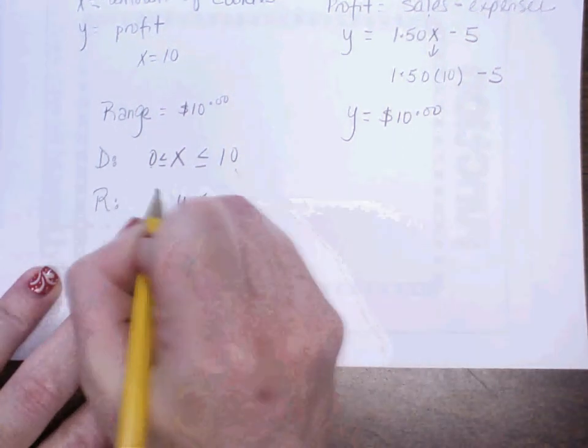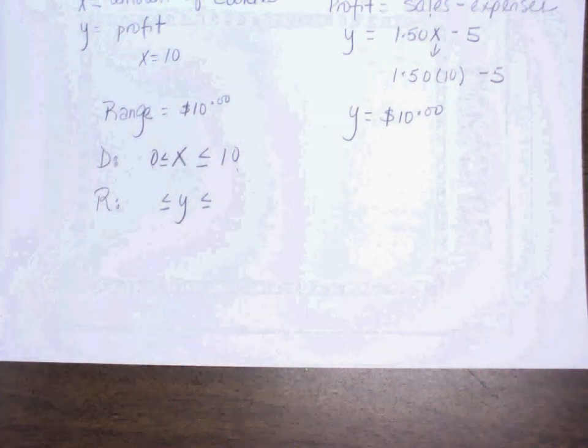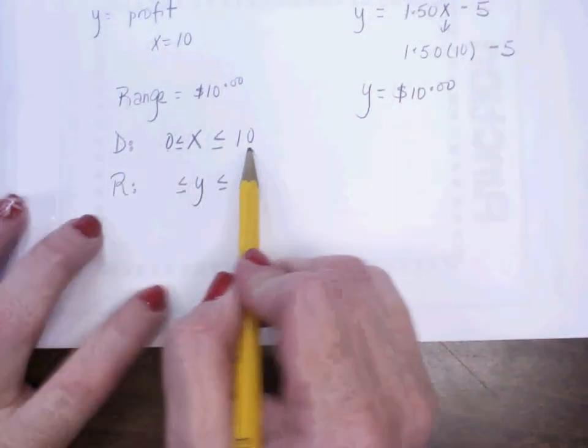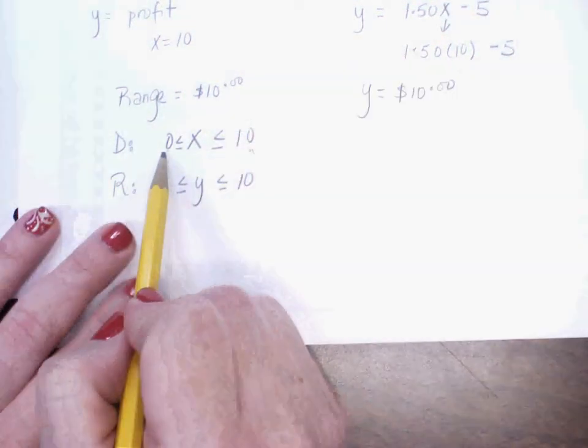What's the maximum amount of profit for selling 10 cookies? Because that's her maximum amount. $10. But what if she doesn't sell any? 0. Really? She doesn't sell any.